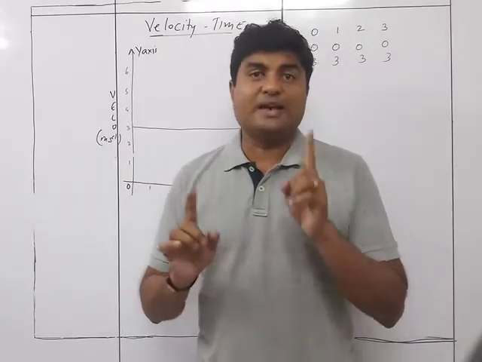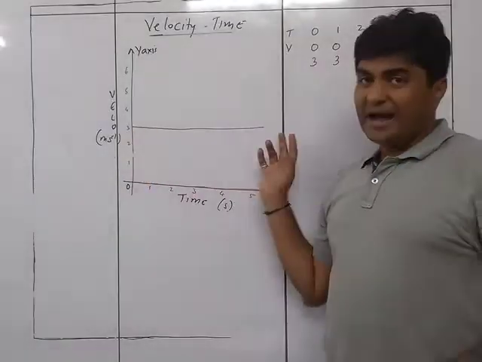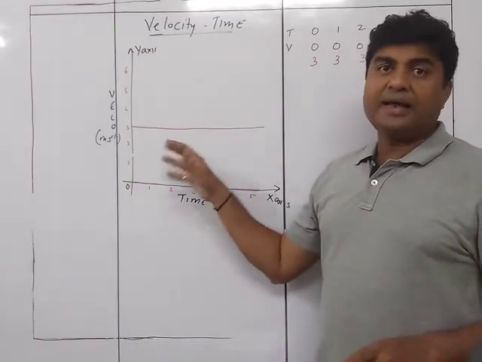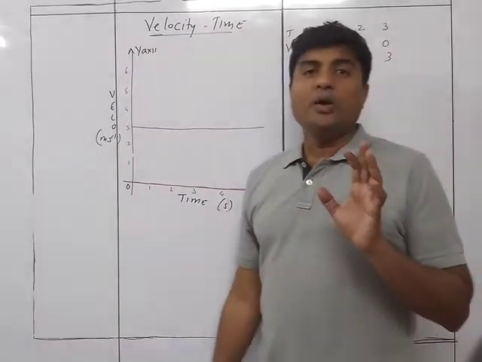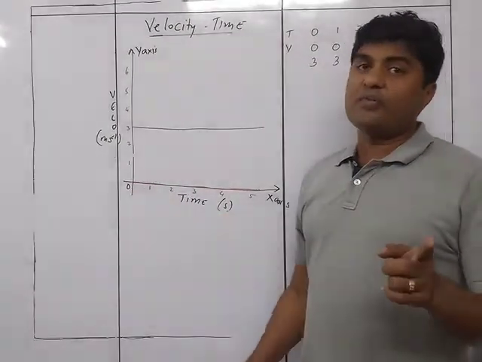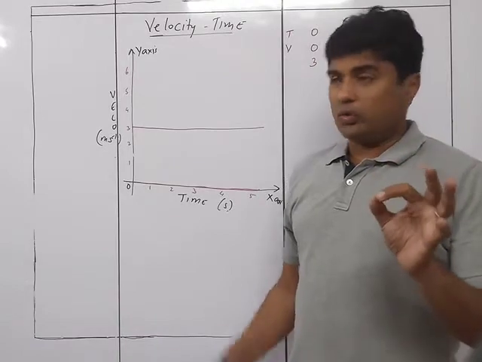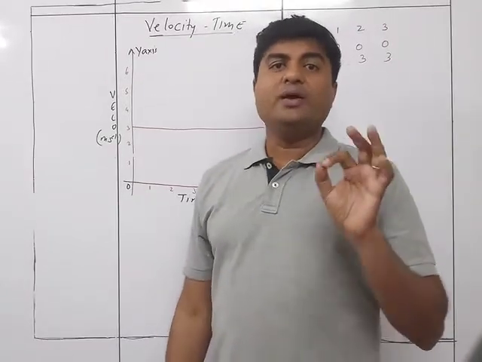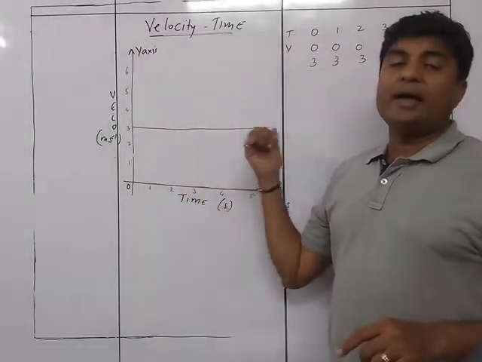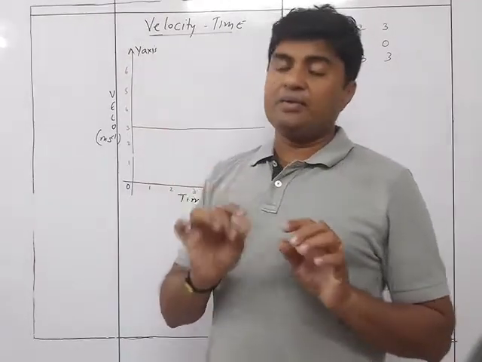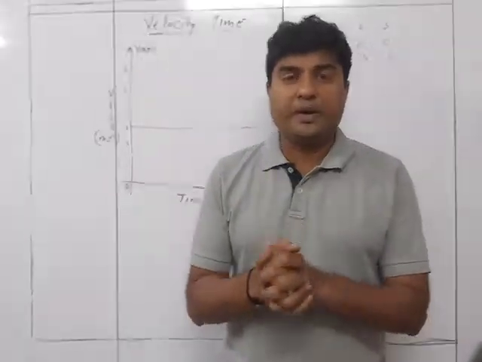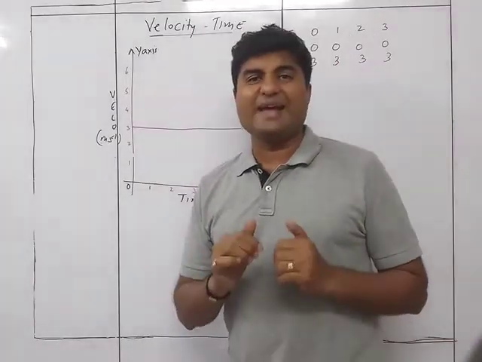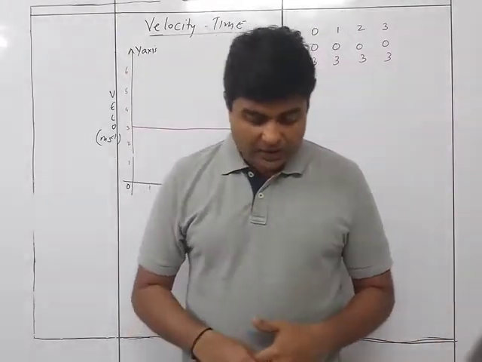So it concludes that if the graph is a straight line parallel to the x-axis, then the body is traveling at a uniform velocity. Even this earlier case is uniform velocity, because 0 is 0 throughout, so that is also uniform. So at rest is also uniform velocity, where velocity is equal to 0. If a body is traveling with uniform speed or uniform velocity, then you will have a graph which is parallel to the x-axis. So that is the first part.